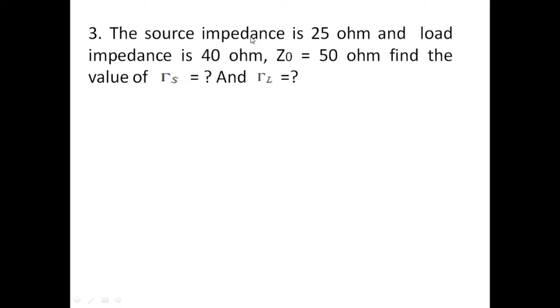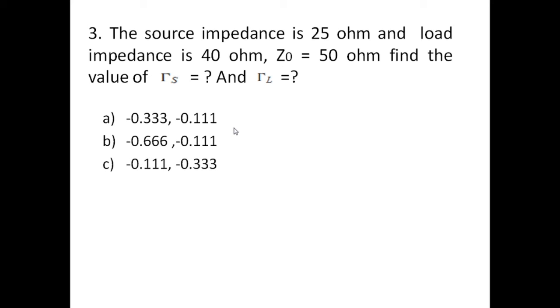Now the third question, the source impedance is 25 ohm and load impedance is 40 ohm, Z0 equal to 50 ohm, and find the value of gamma S and gamma L. The options are A minus 0.33 comma minus 0.11, B minus 0.66 comma minus 0.111, C minus 0.111 comma minus 0.333, and D minus 0.999 comma minus 0.666. The answer is minus 0.33 comma minus 0.11.